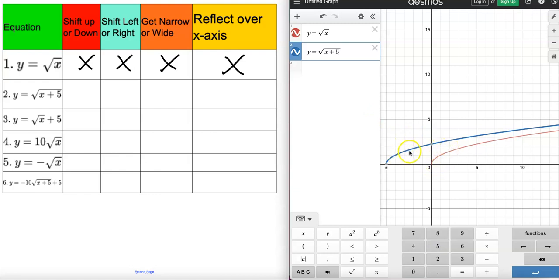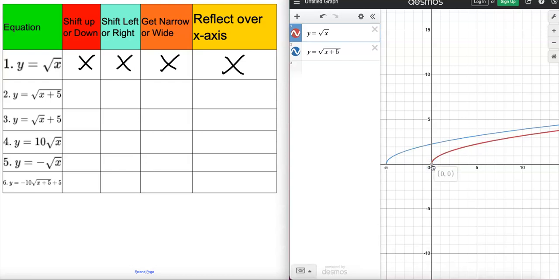Now that created this blue function here. Well, what do you notice? Because I'm using this point as my reference point, you notice that this point shifted over. It was at 0, 0, now this point is at -5, 0. So it looked like it went over 5 units to the left, if I count the number of spaces it went over. Now, what do you think caused it to move that way? This 5. It didn't move up or down, it just looked like it moved 5 places to the left. So let's look on our little chart here.